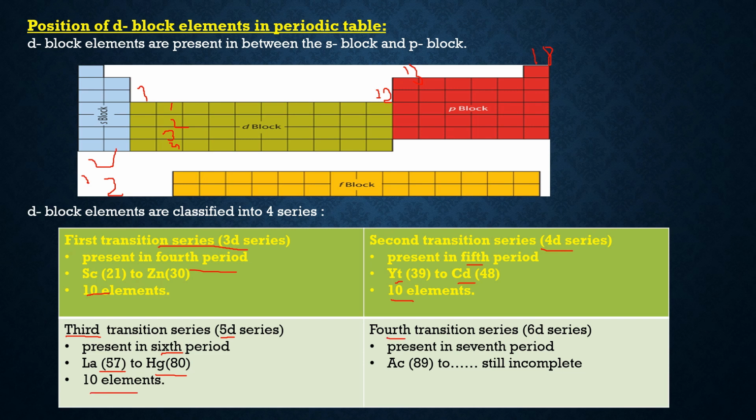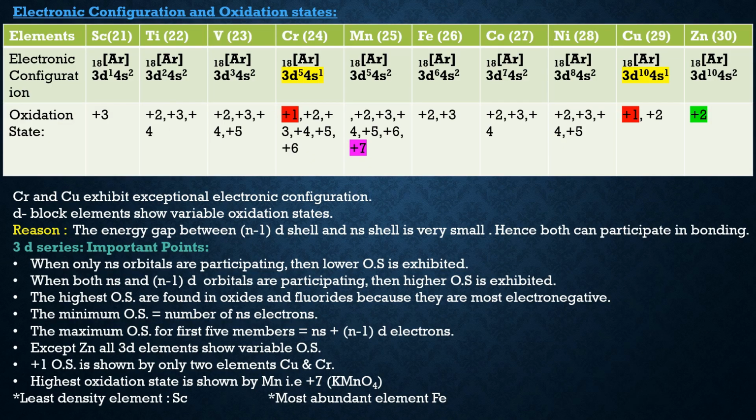Now the last is the fourth transition series. It is also called the 6d series. It is present in the 7th period of the periodic table. It starts from actinium, 89, and it is still incomplete. So let us start with the electronic configuration and oxidation states of the first transition series.